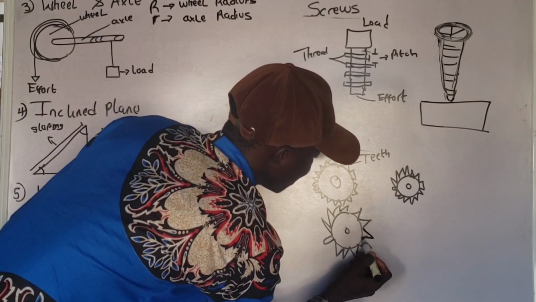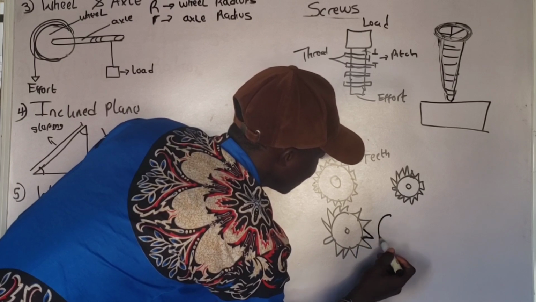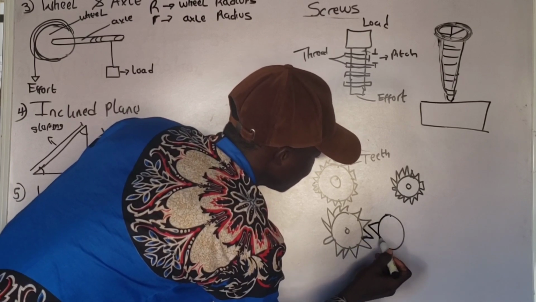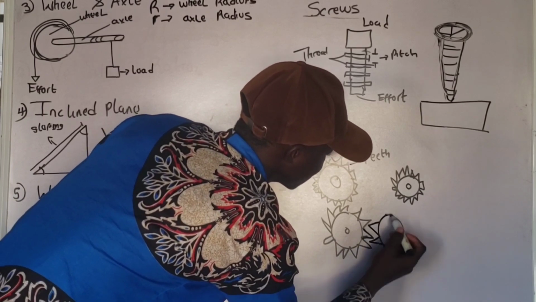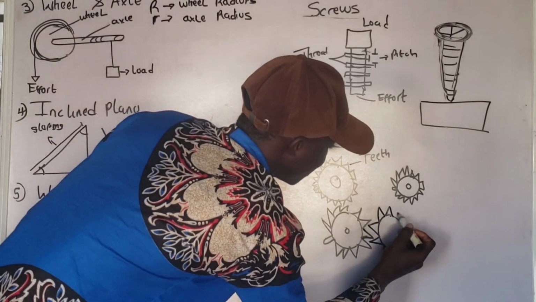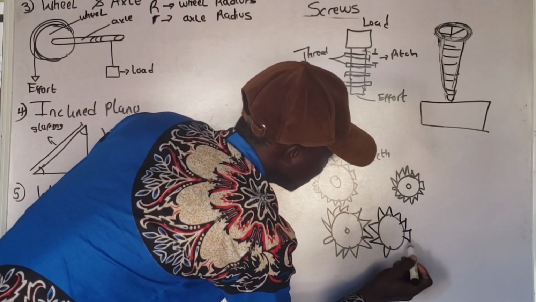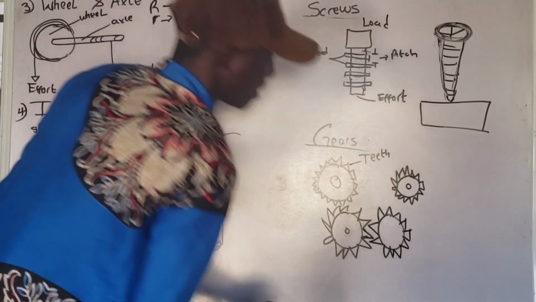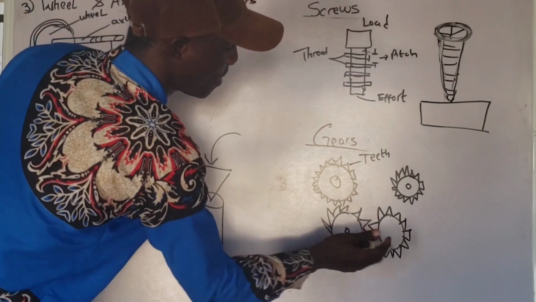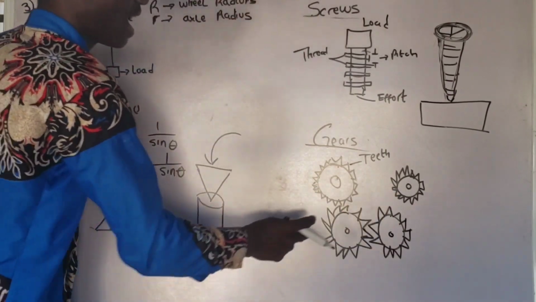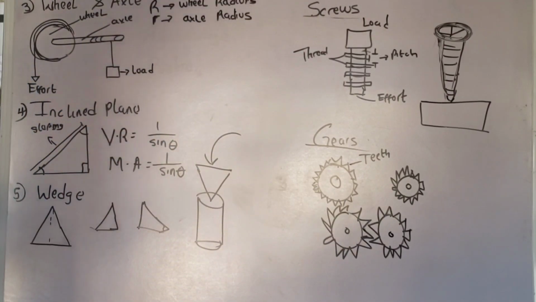For this, let me have something like this, and for the small one, guys. Now, when I combine these gears together, this is what we call mesh. You understand? Are you paying attention?